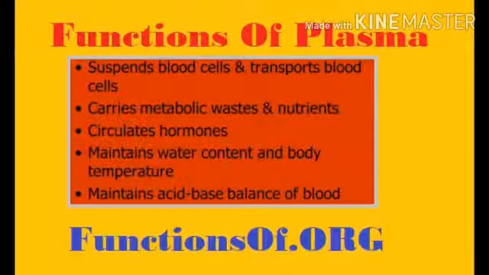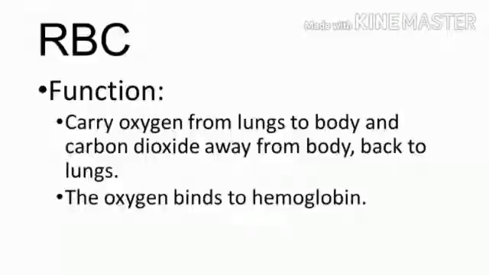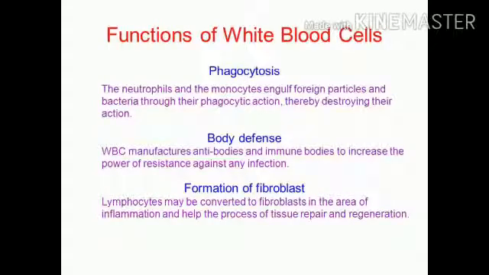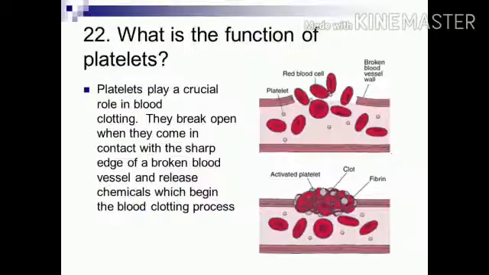Plasma transports food, carbon dioxide, and nitrogenous waste in dissolved form. Oxygen is carried by red blood cells. White blood cells help in building immunity by manufacturing antibodies. Platelets help in clotting blood at the site of leakage where otherwise there would be a loss of pressure which would reduce the efficiency of pumping system.